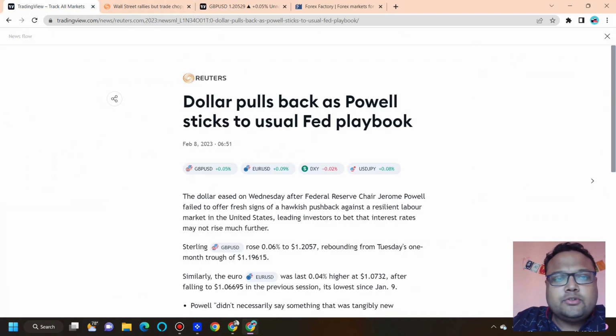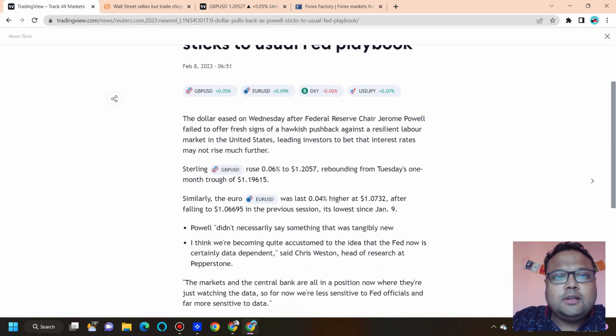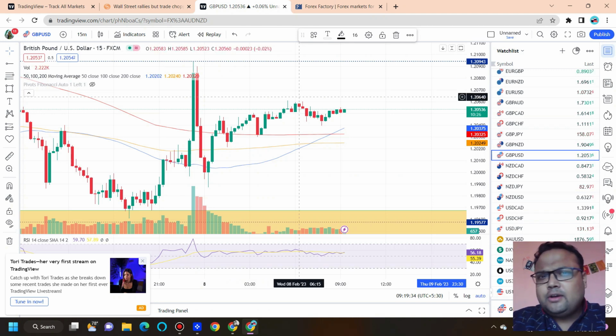If you look at the news also, you can see: dollar pulls back as Powell sticks to usual Fed playbook. The dollar eased on Wednesday after Federal Reserve Chair Jerome Powell failed to offer fresh signs of a hawkish pushback against the resilient labor market in the US, leading investors to bet that interest rates may not rise much further. So this is the condition of the market right now. Hopefully you got my point.